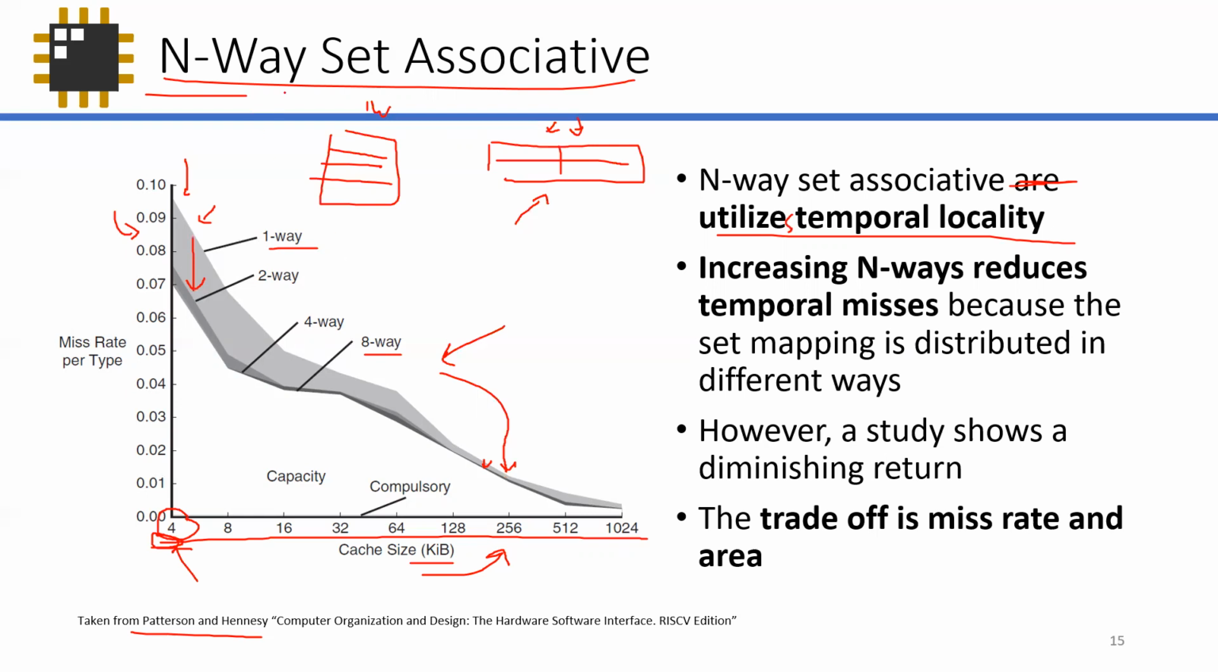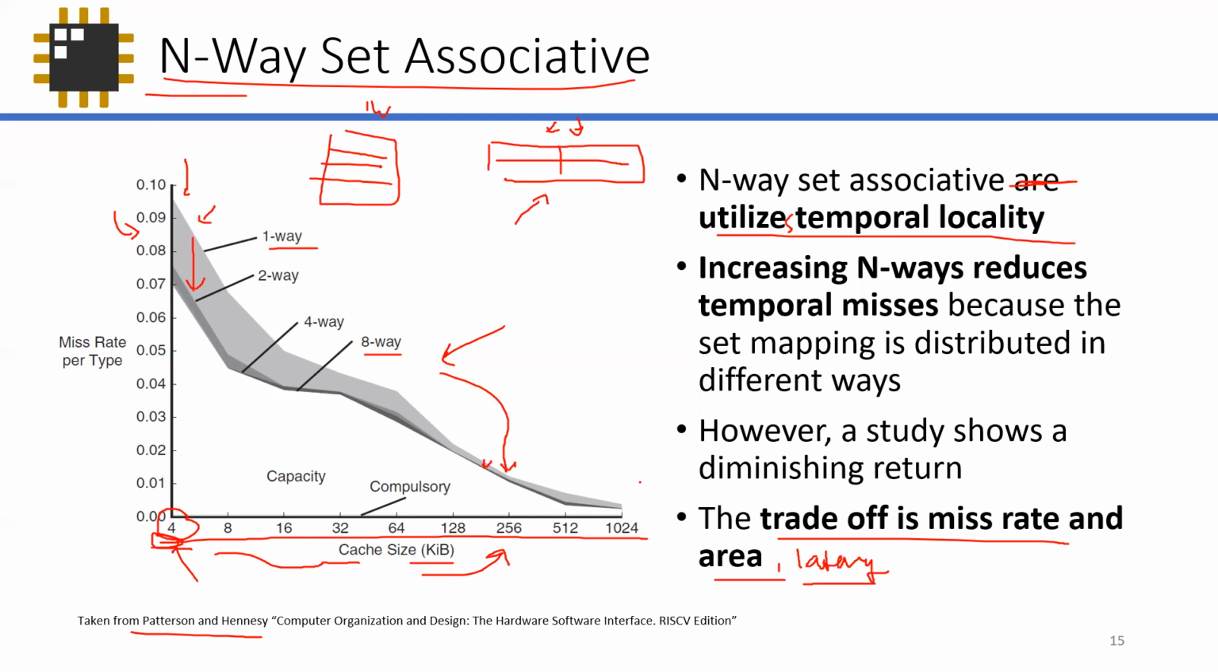Bottom line, use n-way set associative if you have a smaller cache. Okay? And then the trade-off really is that you have miss rate and area. And of course, you have this latency. I forgot the latency of the decoding. That's pretty much it.